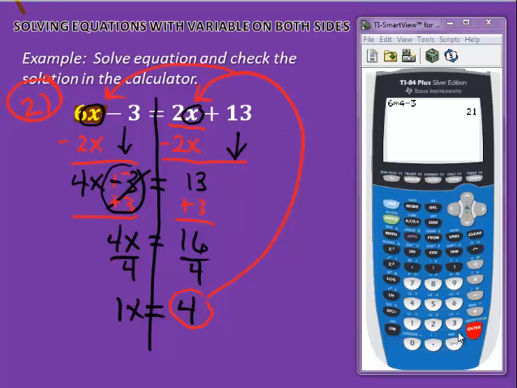And then I'm going to check the right side by plugging in 4 for x. 2 times 4 plus 13. Enter. And that also gives me 21. So I have 21 on both sides. Therefore it is the correct answer. Let's move on to the second example.